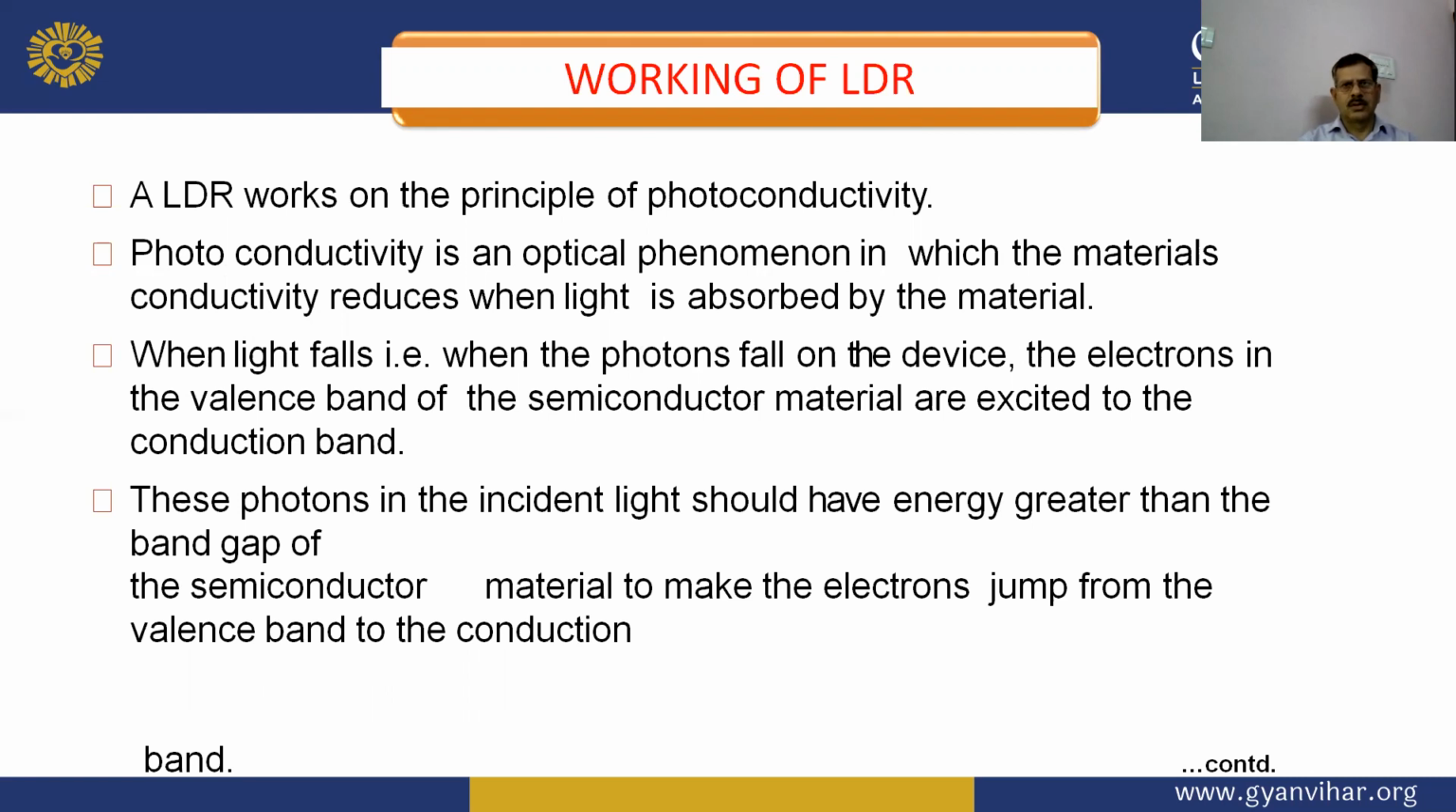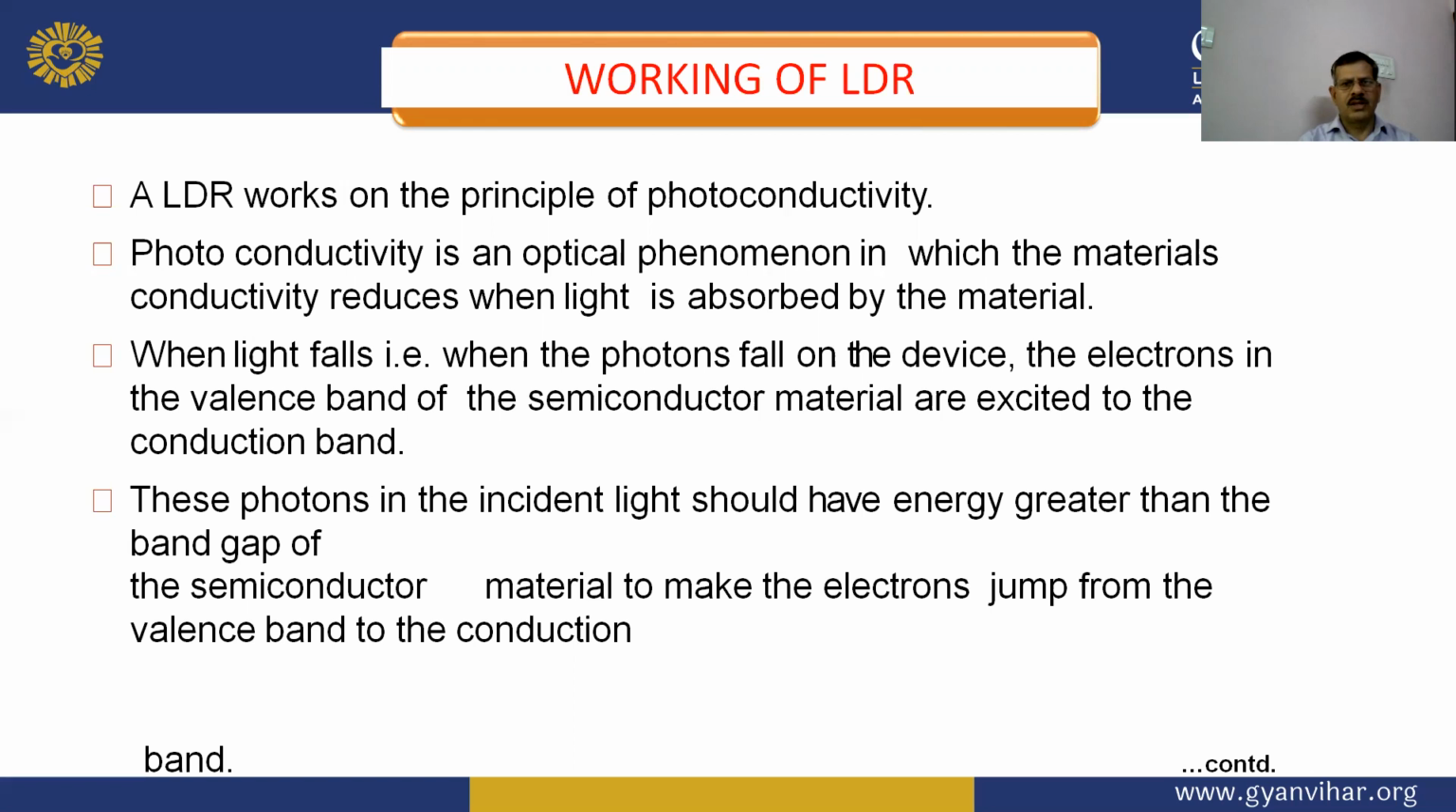So next semiconductor electronic device is the LDR, light dependent resistor. So what is the LDR? The LDR works on the principle of photoconductivity. Photoconductivity is an optical phenomenon in which the material's conductivity increases when light is absorbed by the material. So this is the optical phenomenon in which the material conductivity changes when light is absorbed by the material.